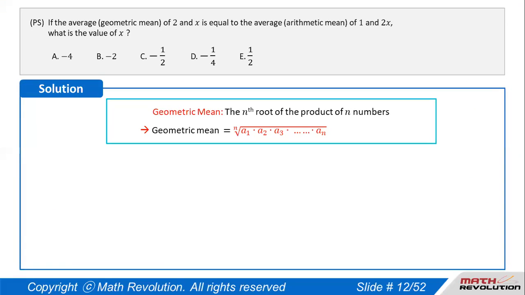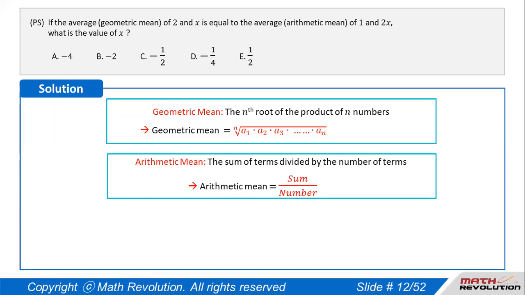One is the geometric mean. So we know that that's the nth root of the numbers. Now we are dealing with two numbers, so that would be the square root of those numbers. So we have to multiply 2 times x, and we have to take the square root of it. At the same time, we're dealing with the arithmetic mean also in this question, because the geometric mean is equal to the arithmetic mean, so I'll add up both numbers. That gives me the sum divided by the count of numbers, which is two.